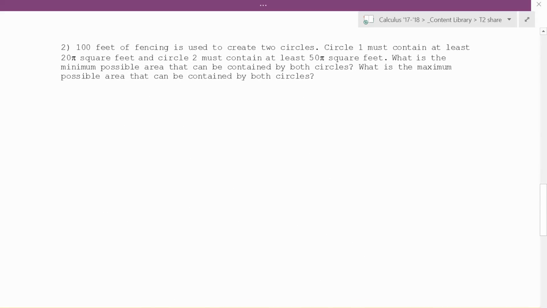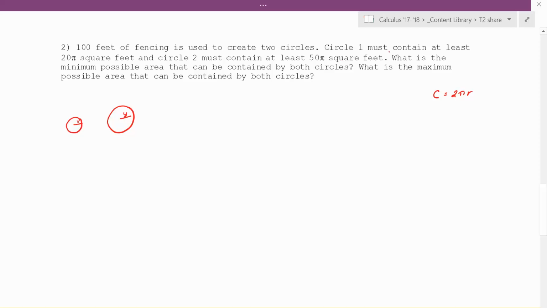And then another example of those two circles. 100 feet of fencing is used to create two circles. So I'll make a smaller circle and a larger circle. And I have 100 feet of fencing. So I've got circumference, which is 2 pi r. If I let this radius be x and this radius be y, well, let's continue reading the problem.